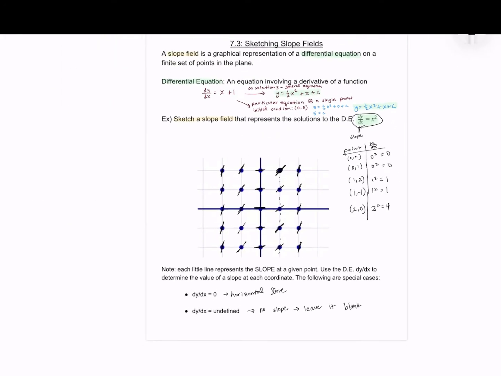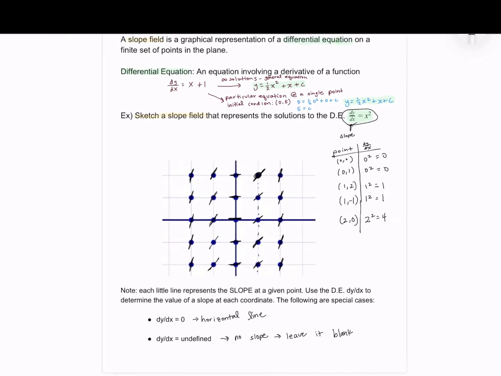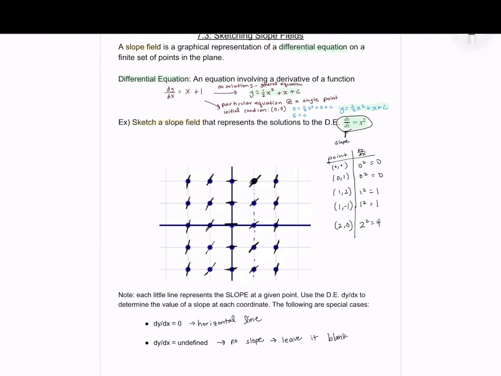Okay, so this was just a quick introduction to slope fields. In the next video, you will get into it in more detail.